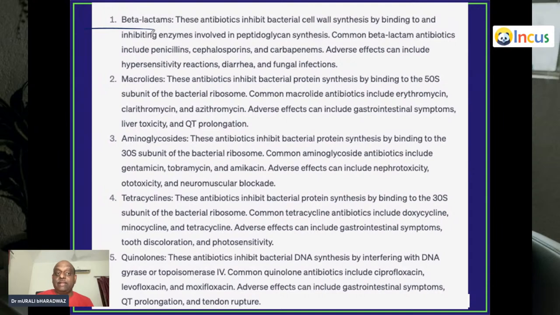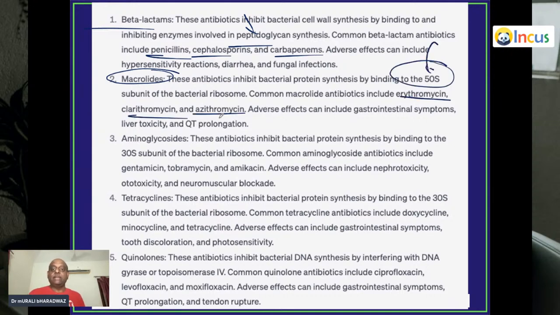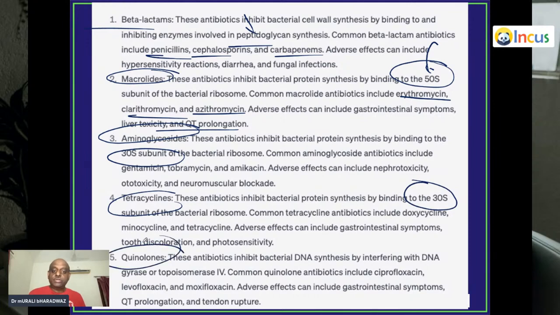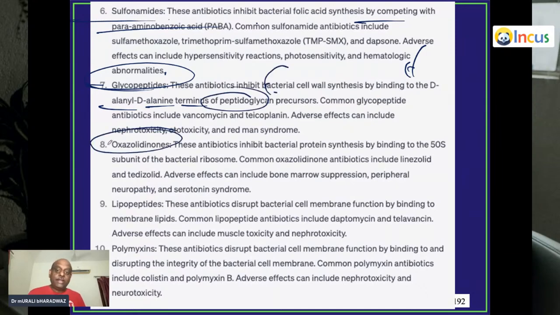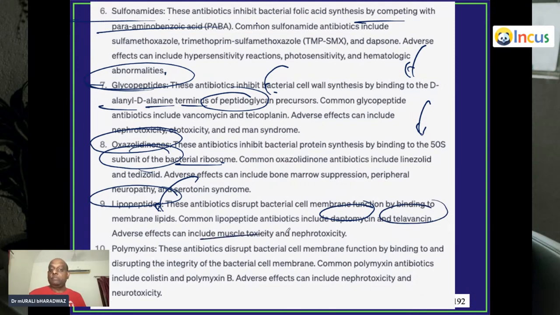So you should know all these classes, doctor. Beta-lactams, penicillins, cephalosporins, carbapenems: they typically inhibit peptidoglycan synthesis. Macrolides inhibit 50S: erythromycin, clarithromycin, azithromycin, but they can prolong QT. Aminoglycosides, 30S. Tetracycline, 30S. Quinolones inhibit topoisomerase 4 and gyrase, is what you need to remember. Sulfonamides compete with PABA. Glycopeptides bind to the D-ala-D-ala terminus of the peptidoglycan precursor. Oxazolidinones bind with the 50S subunit of the bacterial ribosome. Lipopeptides act on the cell membrane, like daptomycin, telavancin, but they can lead to myopathy and nephrotoxicity. Polymyxins disrupt the bacterial cell membrane.